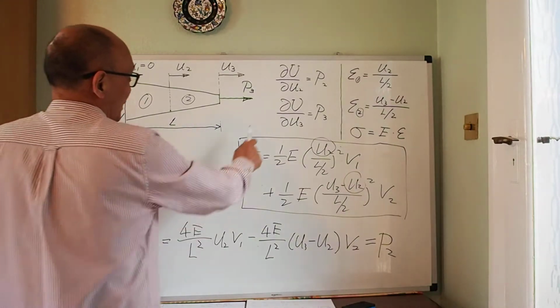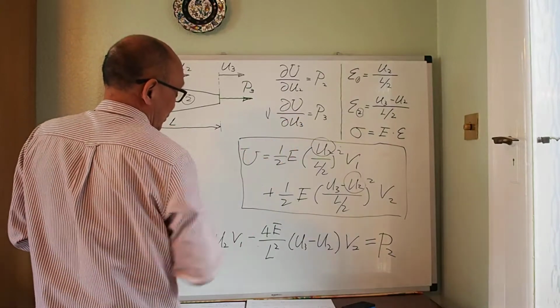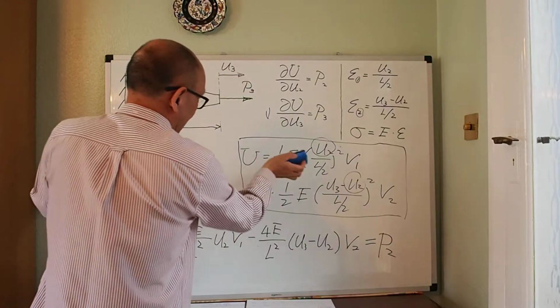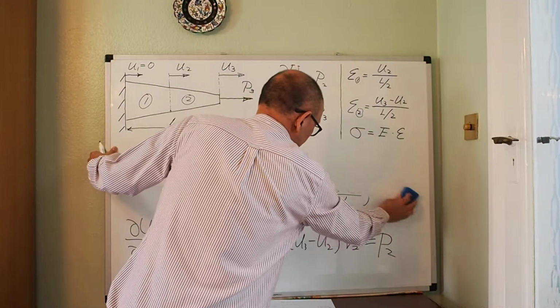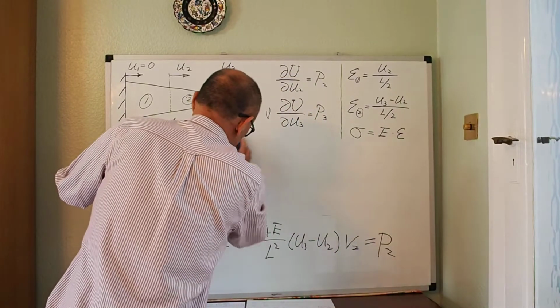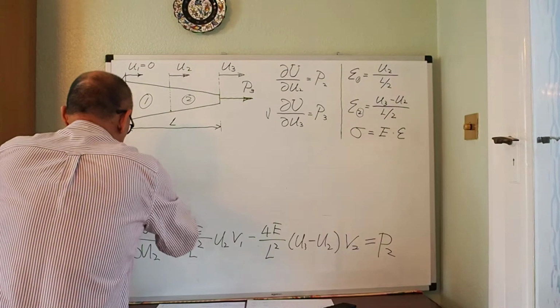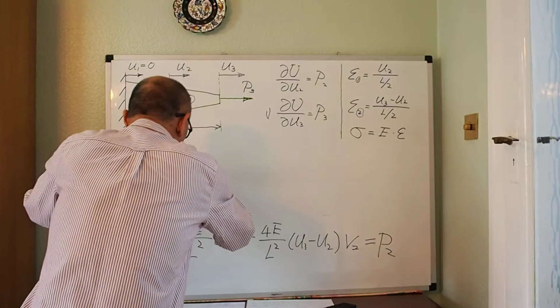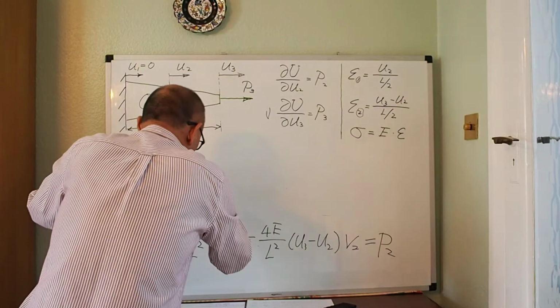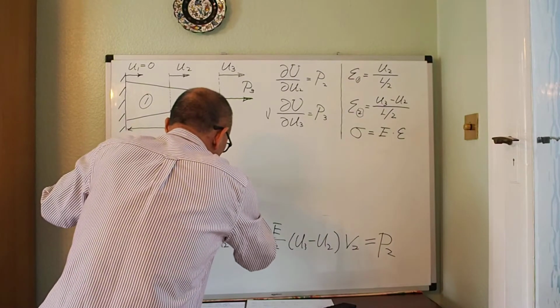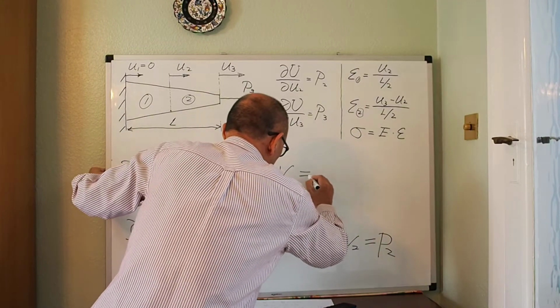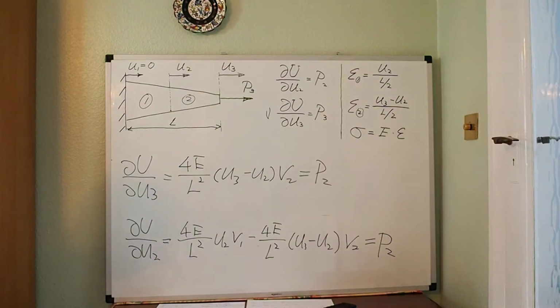Right? And then I can do the second one here. So differentiating with respect to U3, but I don't have U3 here, I only have U3 there. So dU3 gives me 4E over L, (U3 minus U2) times V2, equals to P3.